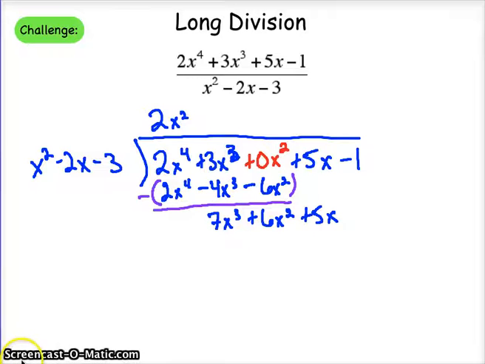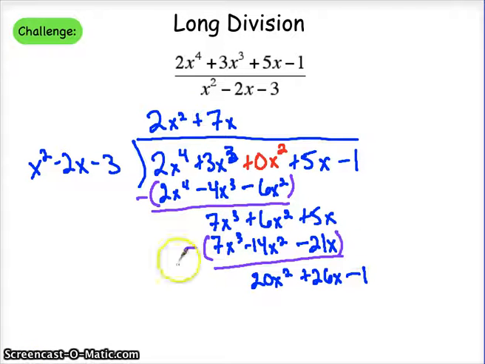Go ahead and try the next one. All right, we got our next step completed. Notice I had a 7x cubed, so I multiplied 7x times x squared, got my 7x cubed down there. And again, distributing it to all the parts, here's what I got, 7x cubed minus 14x squared minus 21x. Don't forget to subtract, but there's what you should end up with. Bring down that negative 1, and let's go ahead and complete that last step together.